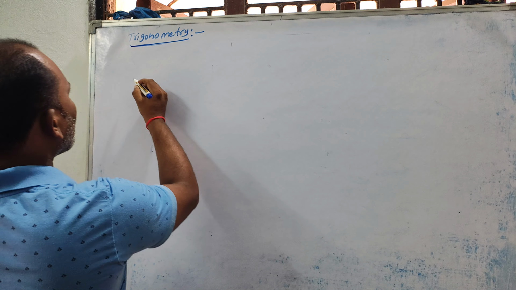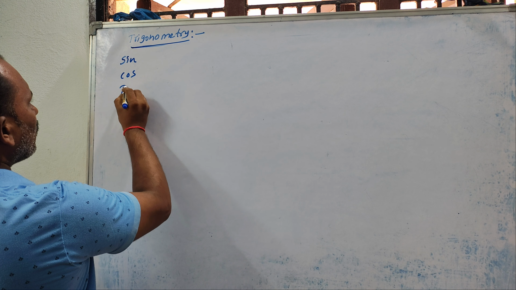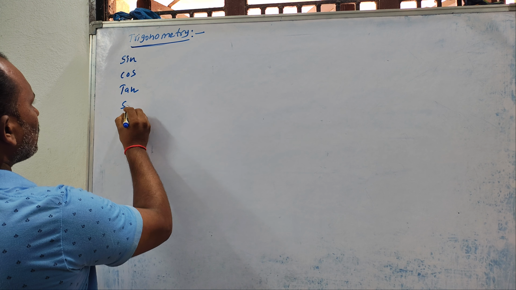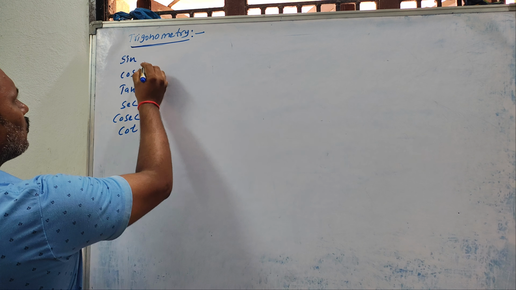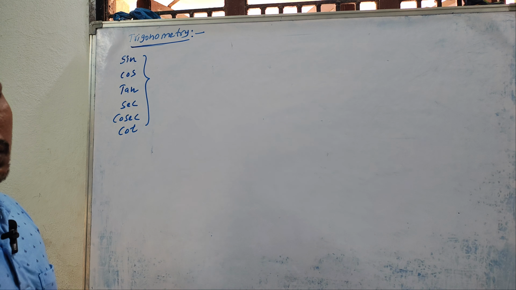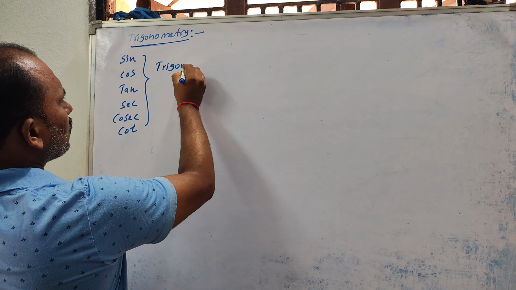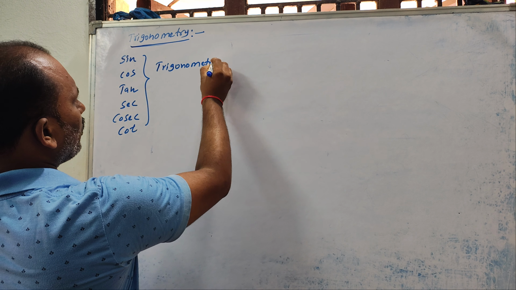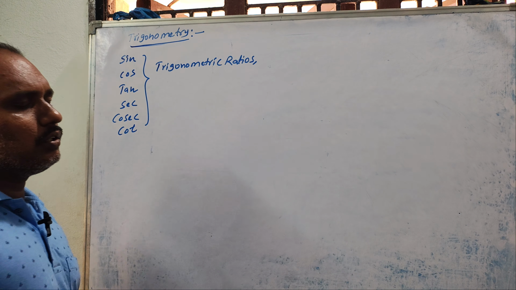Under trigonometry, the first thing you learn about is what is sine, what is cos, what is tan, what is secant, what is cosecant, and what is cot. These are called trigonometric ratios, guys.